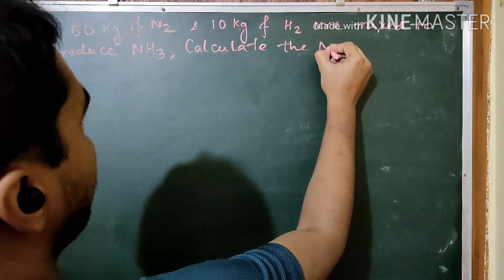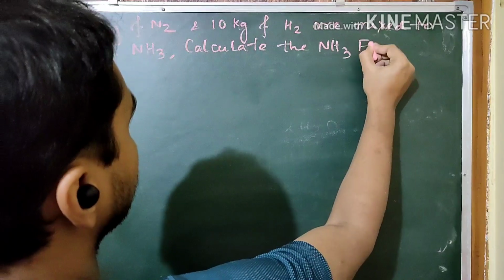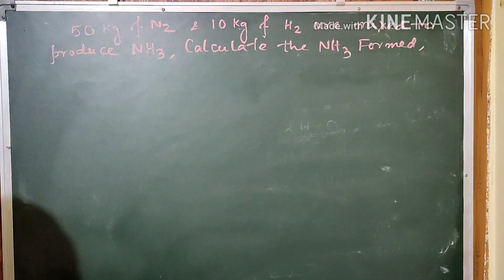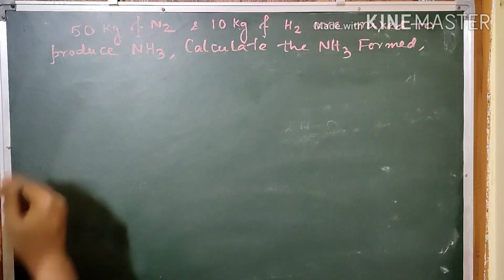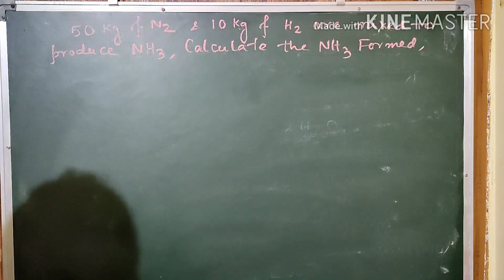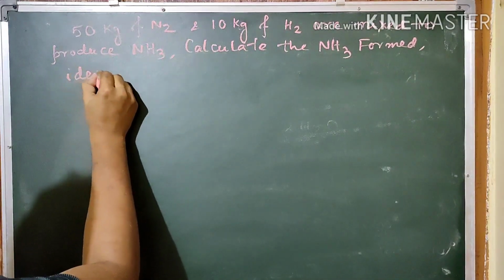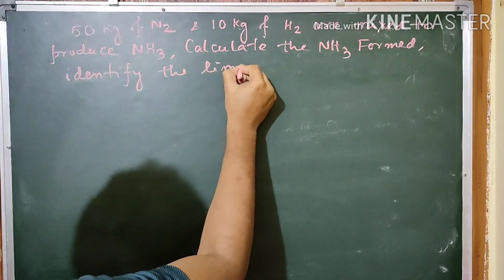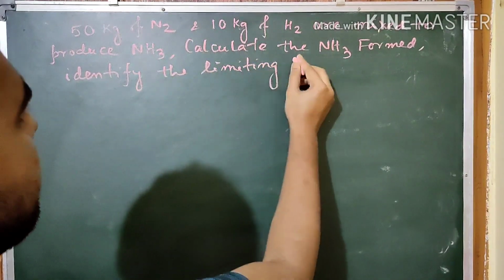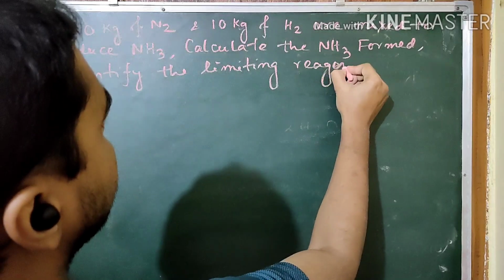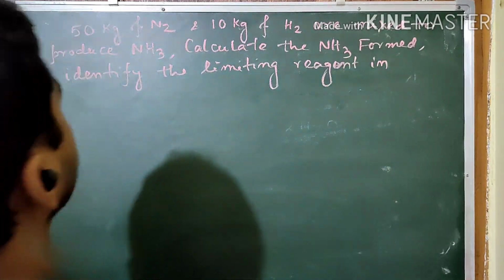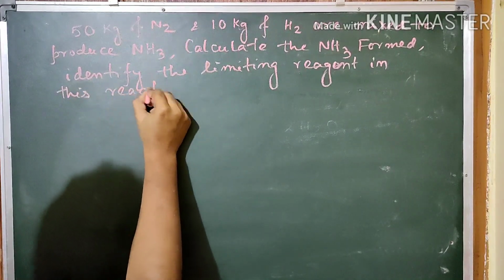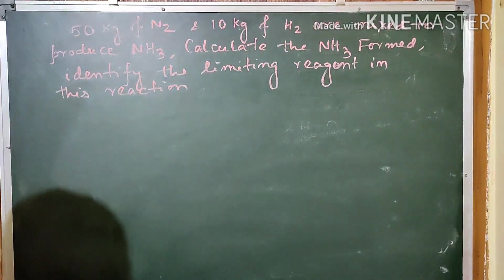Calculate the ammonia formed, and at the same point of time identify the limiting reagent in this reaction. So let us see how it can be solved.